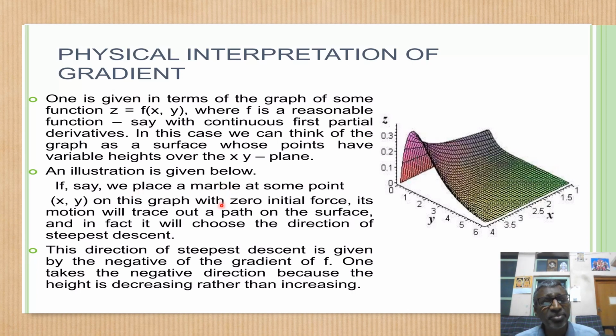As illustration, if we place a marble at some point (x, y) on this graph with zero initial force, its motion will trace out a path on the surface, and in fact it will choose the direction of steepest descent. The direction of steepest descent is given by the negative of the gradient of f. One takes the negative direction because the height is decreasing rather than increasing. On the other hand, if it is increasing, then the sign will be positive.